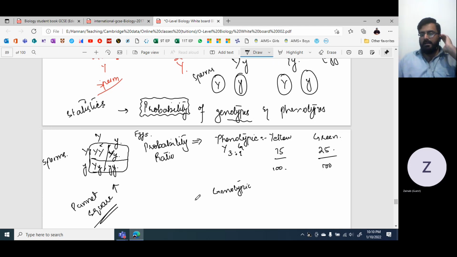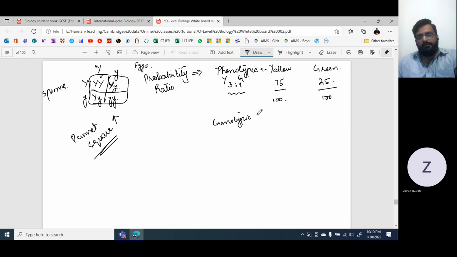Okay, so it means that we have come to know the probability that the phenotypic ratio of this cross would be 3 to 1. The dominant character would be taking the major part of the population, 3 by 4, and the recessive would be 1 by 4. Coming to the genotypic probability, how would we design the genotypic probability? For example, how many types of genotypes do we have here?